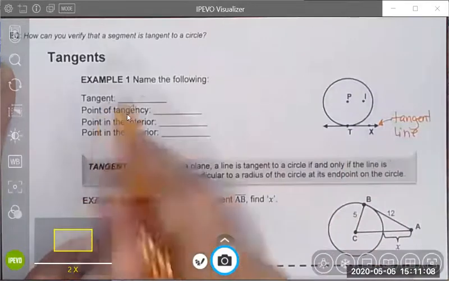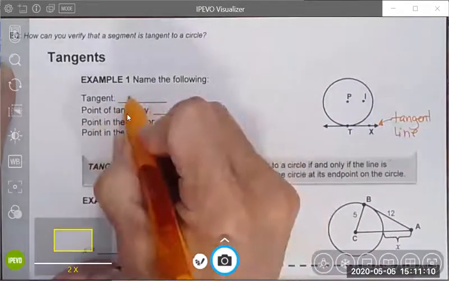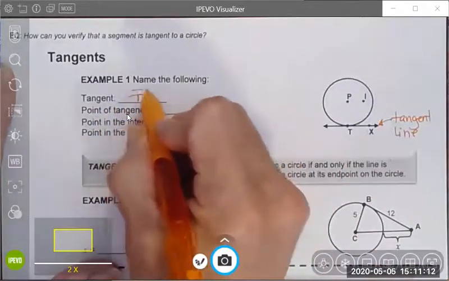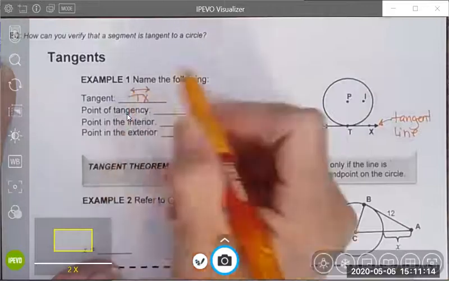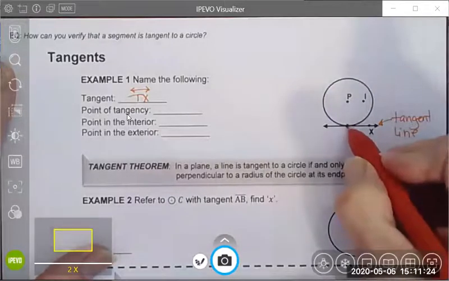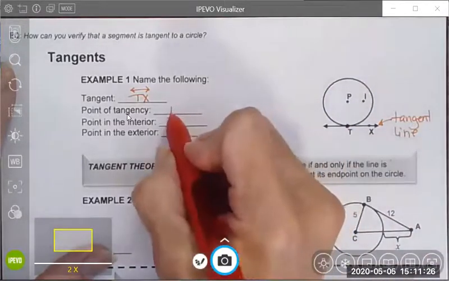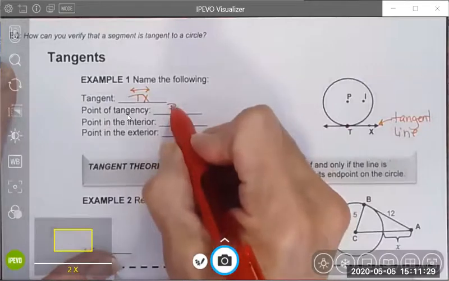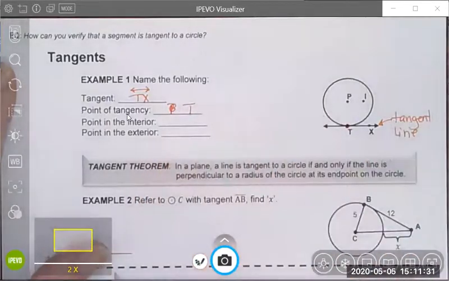So I'm going to name my tangent by using 2 points on the line. And because I'm naming a structure, I'm going to put the little arrows above it. The point of tangency is exactly what it sounds like. It is the point where the tangent line touches the circle. And if you remember, we name points by just using an uppercase letter.